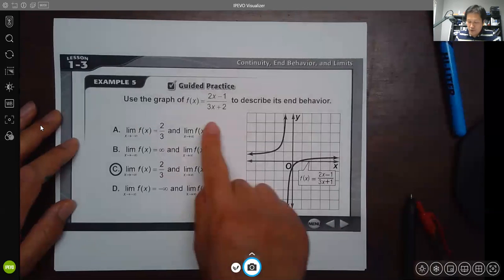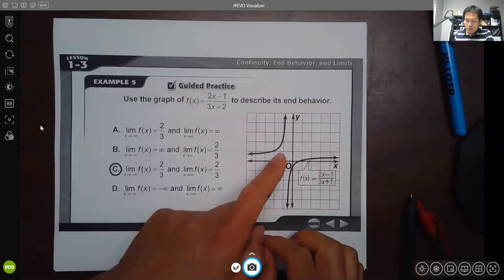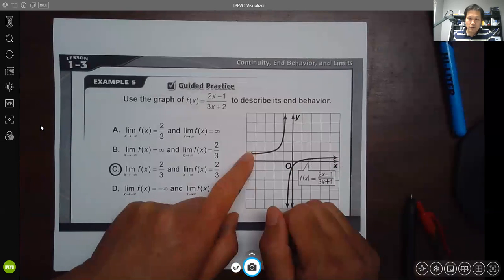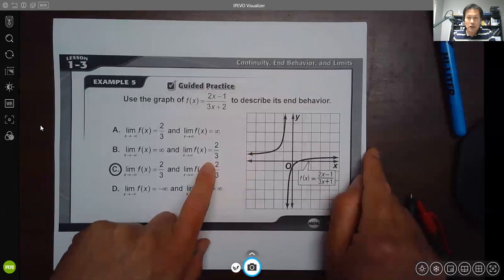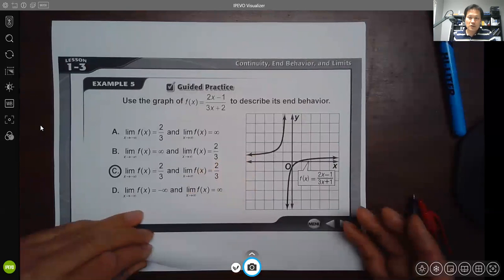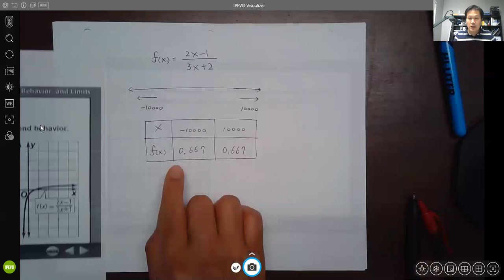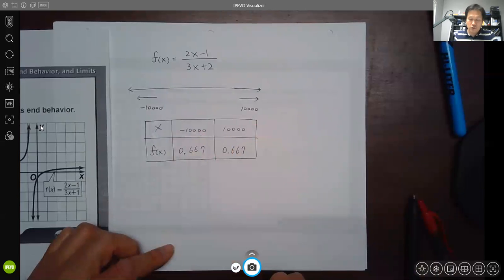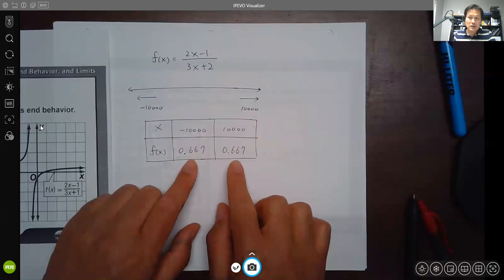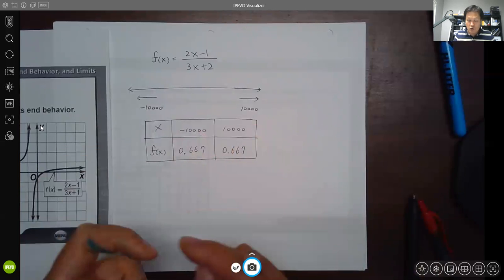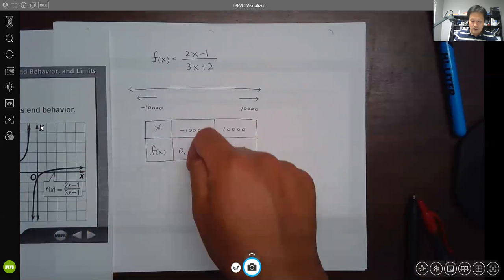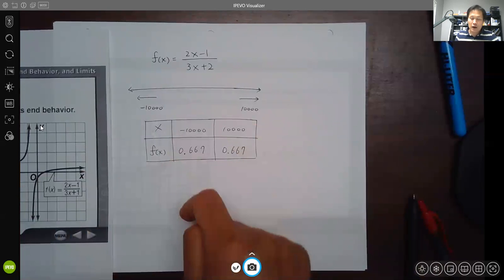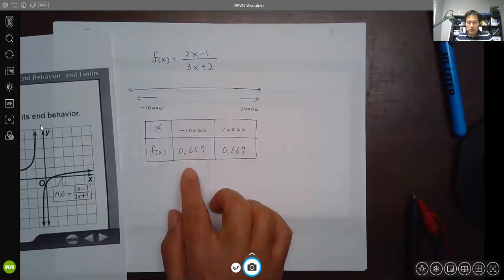Okay, use the graph to describe its end behavior. So keep going to the left, keep going to the right. Here's another confusion. Someone might say it keeps going to minus infinity, or to positive infinity. It's not. So how am I supposed to know? You might want to make a table, plug in a very small x value, and a very high x value. It's 0.6666. It's getting closer to a certain value. It's not going down to minus 900, minus 10,000. It's approaching a certain value, which is 2/3.